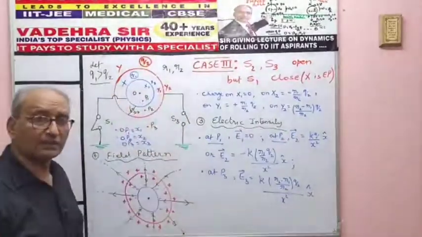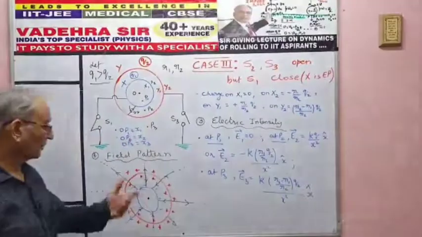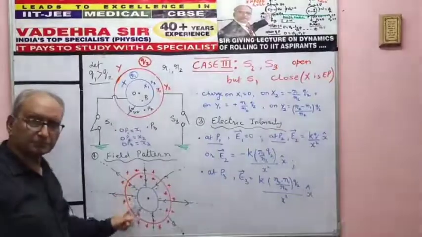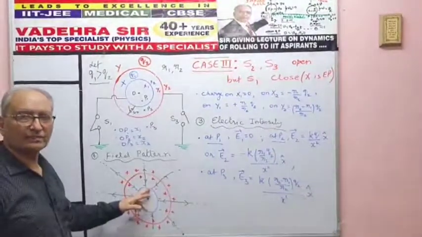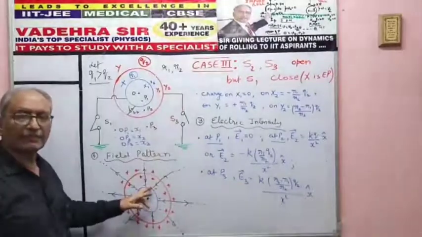Let's talk about the field pattern, because after the field we'll talk about the energy and so on. Well, this is the plate X, this is the plate Y. On plate X, face x1 charge is 0. On x2, it is a negative fraction of q2.